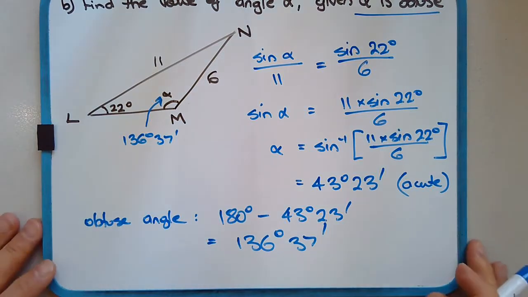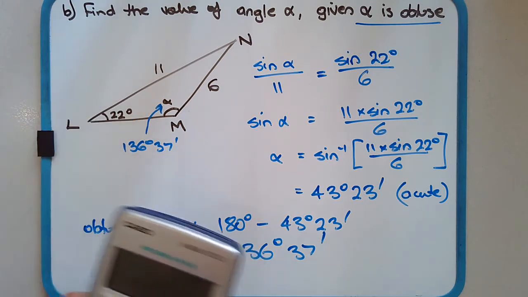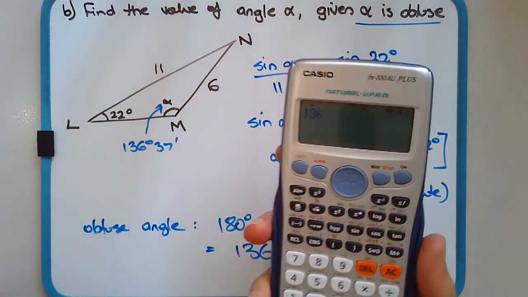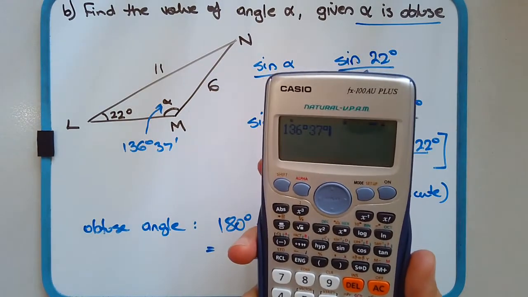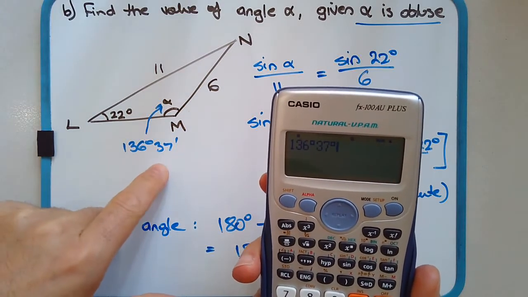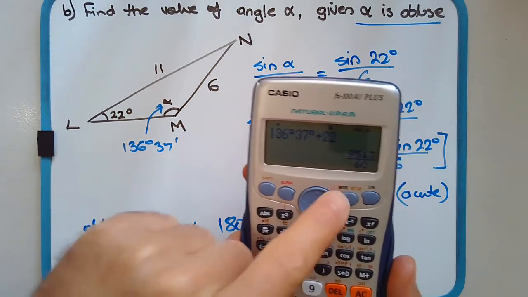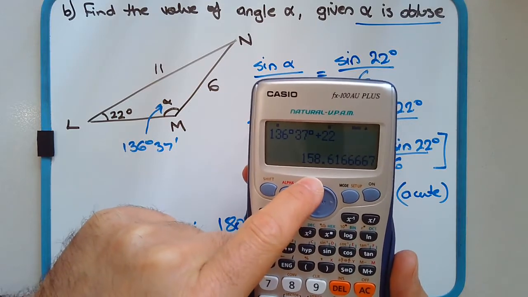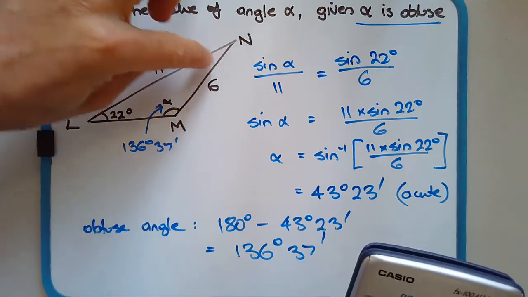Is it a viable answer? Does it work? Sometimes you can get fairly large obtuse angles, and you think, hang on a moment. So this is a way to check that your answer is, I wouldn't say correct, but at least plausible, reasonable. So 136 degrees, 37 minutes. If I add that to 22 degrees, I get 158.6 degrees. So that's less than 180 degrees. So that accounts then for angle N.